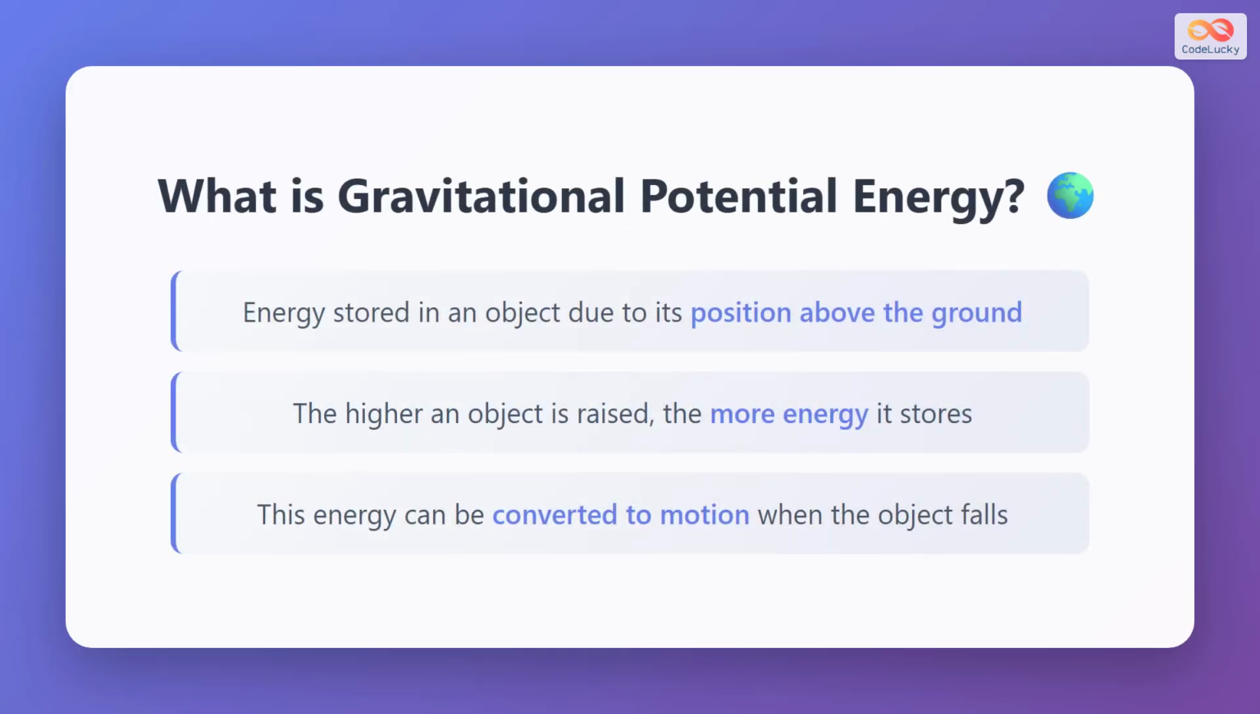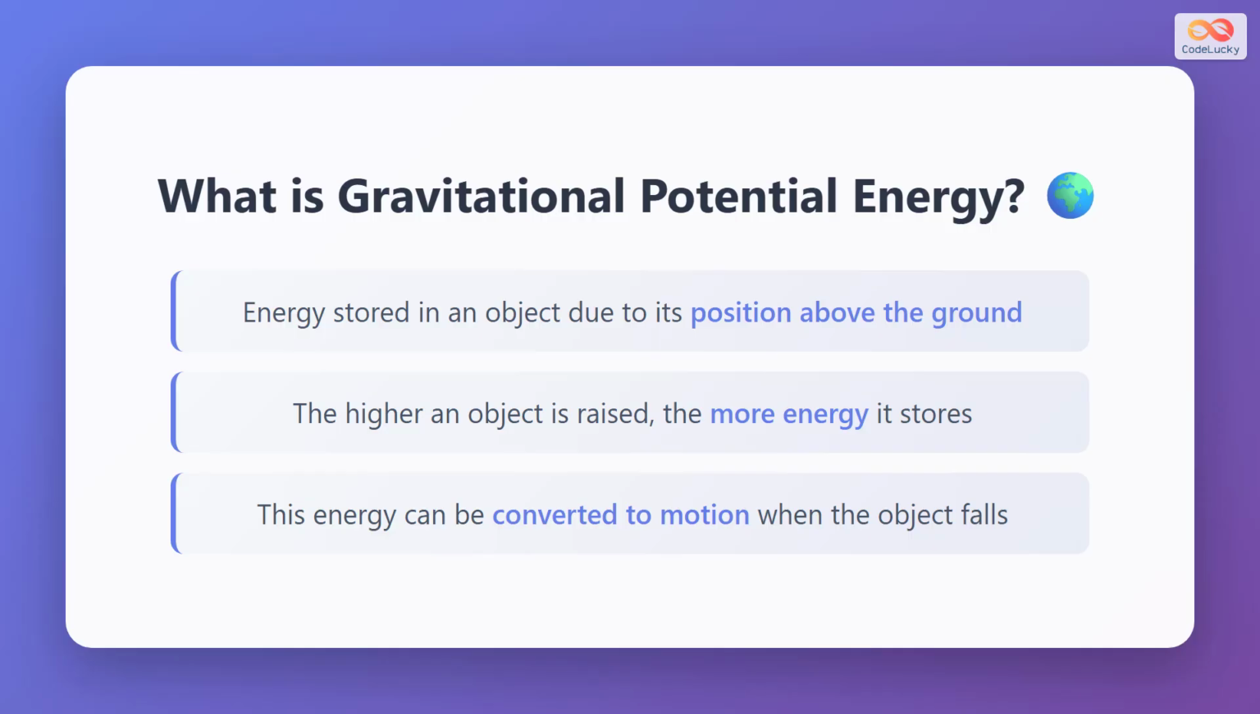So what exactly is gravitational potential energy? It's the energy stored in an object due to its position above the ground. Think about it this way. When you lift a book and place it on a shelf, you're doing work against gravity. That work gets stored as potential energy in the book. The higher you raise the object, the more energy it stores.